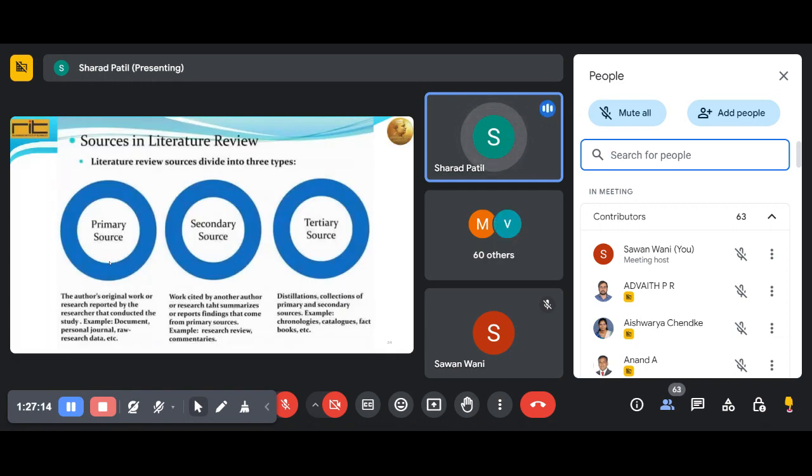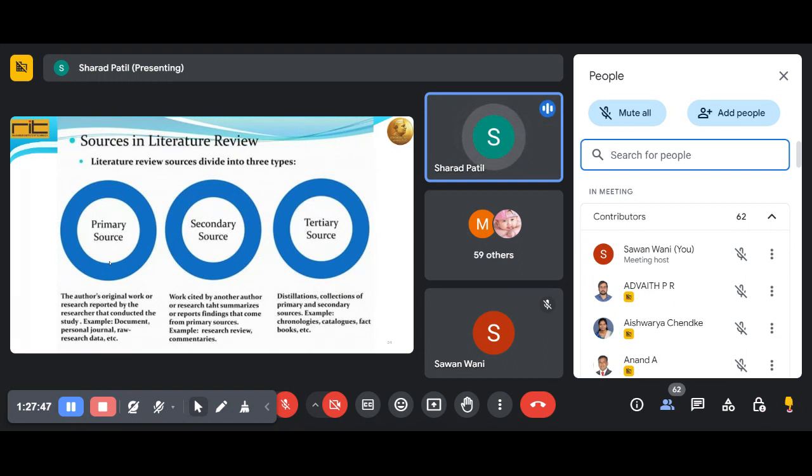This slide I hope is in line with whatever the research design is. So to have an exhaustive literature review before the research design, you can use different sources of literature: the primary source, secondary source, tertiary source. Okay, primary source means you can use the author's original work or research report of the researcher that conducted the study.